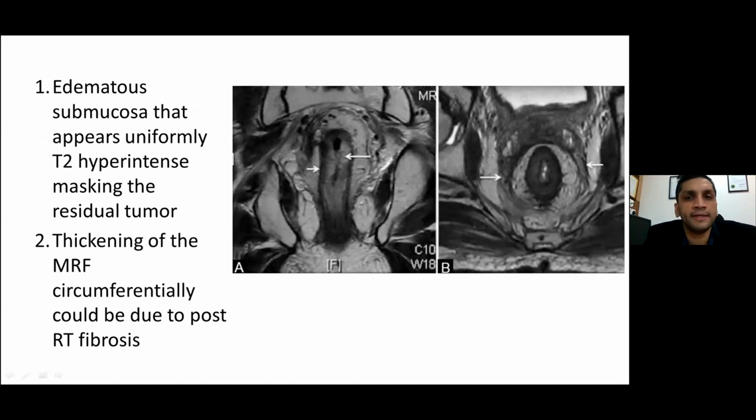However, it is not always straightforward. Edematous submucosa can also appear T2 hyperintense, as in this case, post-RT. So this can actually mask the underlying tumor, or if it was a tumor previously, it can be difficult to assess whether the response has been seen or not. And we know the thickening of the mesorectal fascia circumferentially could be due to post-RT fibrosis. Like in this particular patient, the whole mesorectal fascia is thickened. So whenever we see a circumferential thickening like this, it is more about a post-RT change.